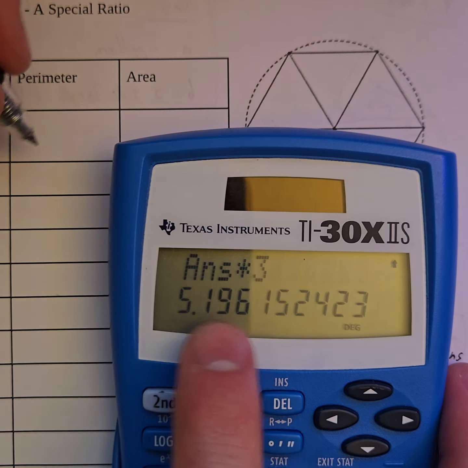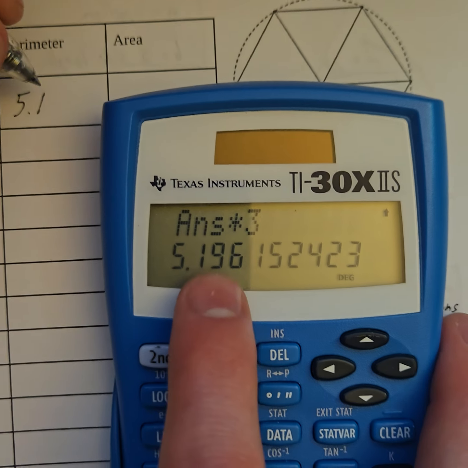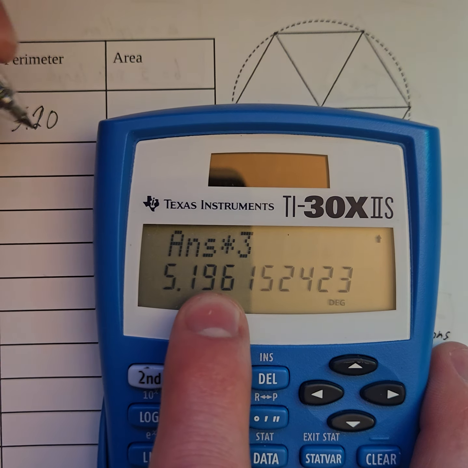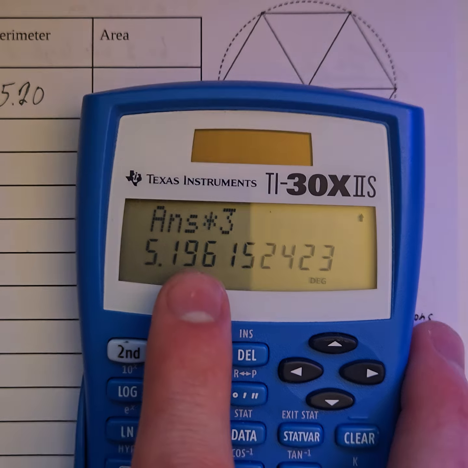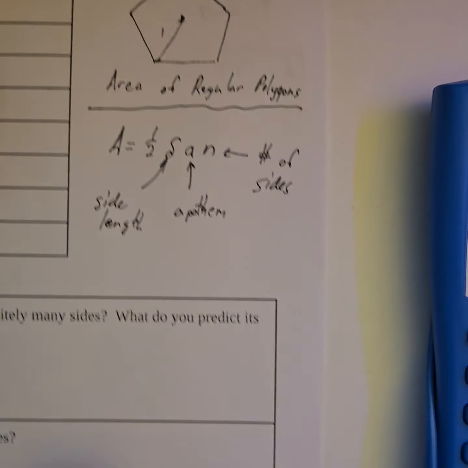If we added up those three sides, we get 5.19. Or if we round that 9 up, that'd technically be 5.20. So 5.20. And then the area of that, we need to use our formula.